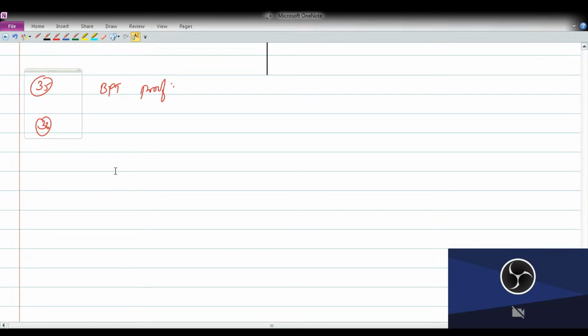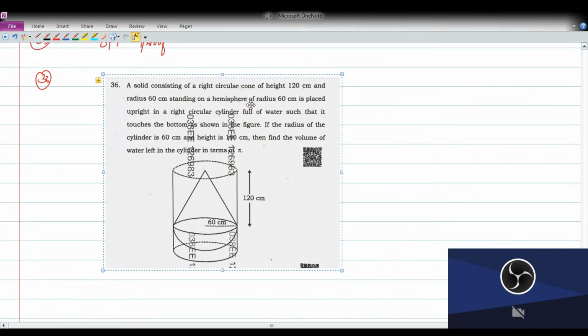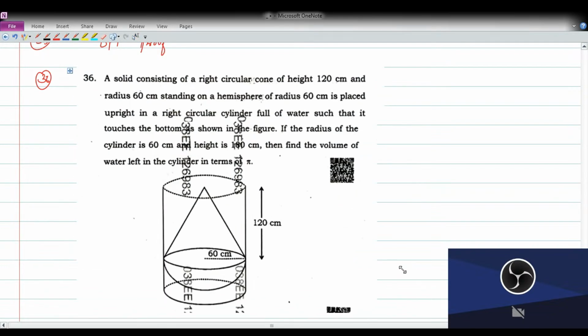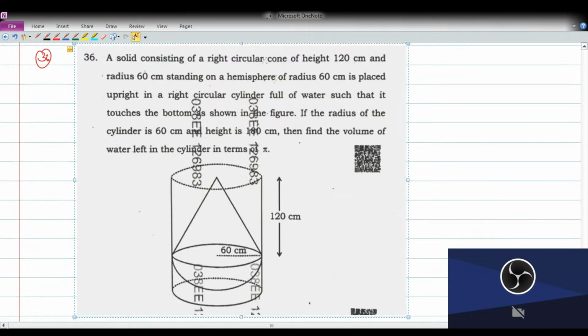A solid containing a right circular cone of height 120 and radius 60 centimeters standing on a hemisphere of radius 60 centimeters is placed upright in a right circular cylinder full of water such that it touches the bottom as shown in the figure. The radius of the cylinder is 60 and height is 180. Then find the volume of the water left in the cylinder.